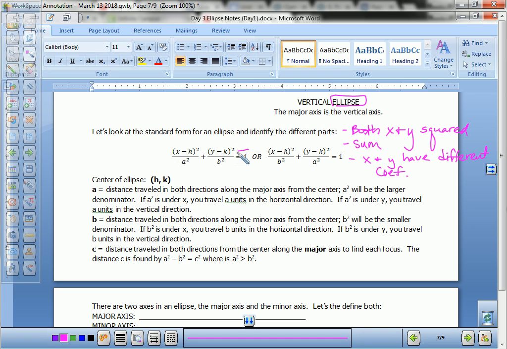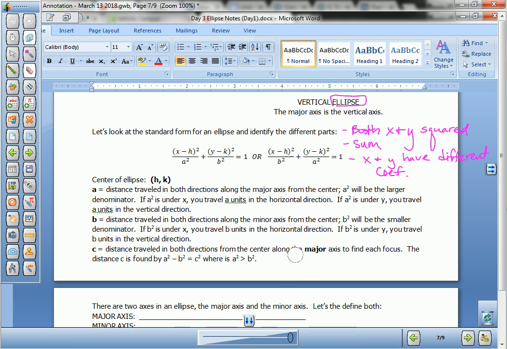Now in the standard form, the ellipse is a sum. We've got that x minus h squared, the y minus k squared, but an ellipse always must equal 1. And so today we're introducing the ellipse. Tomorrow we're going to take some equations that aren't quite in the right form and get them into this form. Now with an ellipse we have a couple different things we're looking for to graph them. The first thing we're going to do is find the center, just like we did with a circle. The center of an ellipse is (h, k).